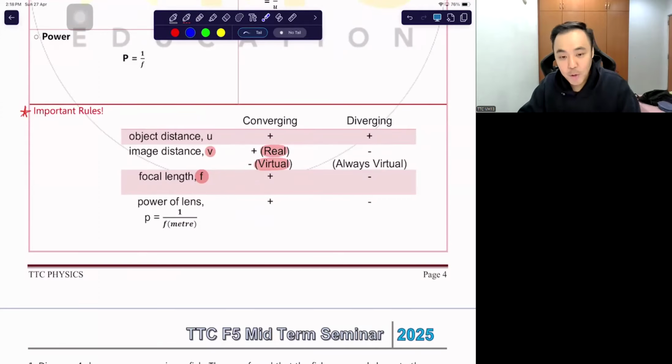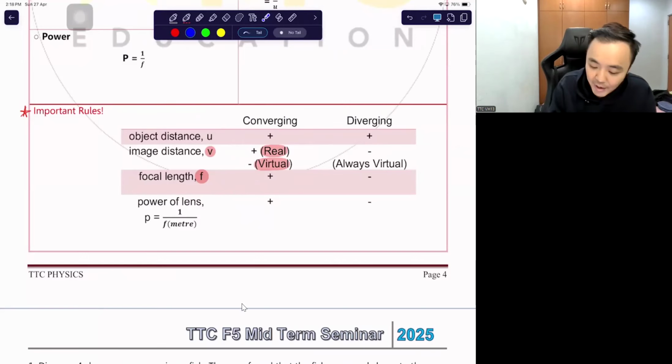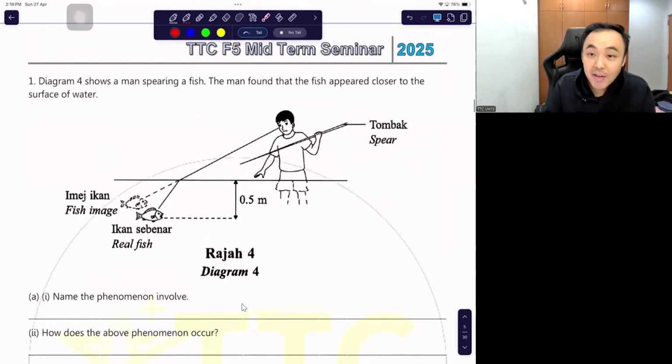Let me show you the questions, everybody. Okay, we do a bit of refraction, total internal reflection, and then we go to lens later. Diagram 4 shows a man spearing a fish. The man found that the fish appears closer to the surface of the water. Now obviously, you can see here is the real fish, here's the image.